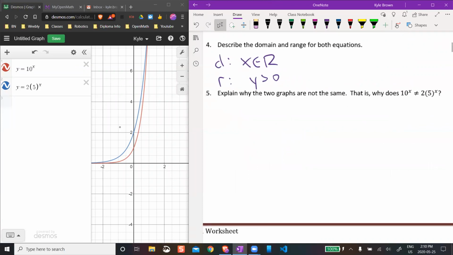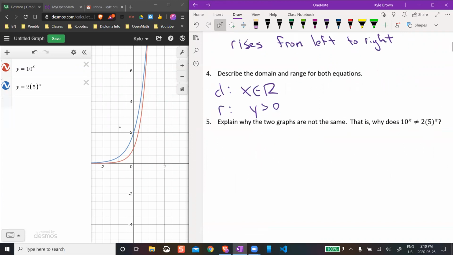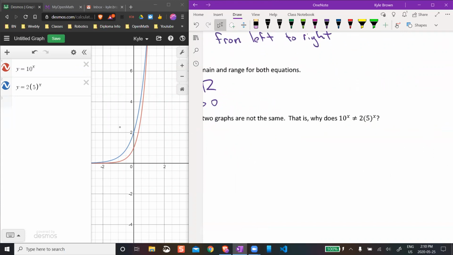Okay, so explain why the two graphs are not the same. I'm just going to do this verbally. I think we can probably tell. So 10^x is not the same. It's not equal to 2 times 5^x. The reason is that in this case, it's actually 10 to the power of x, right? The 10 is being raised to the power of x. So that could be 1, 2, whatever number you put in for x. And in this case, it's just the 5 that's being raised to the power of x, and the 2 is just hanging out front. This is just 2 times that, right? So they're different in that way. Okay.